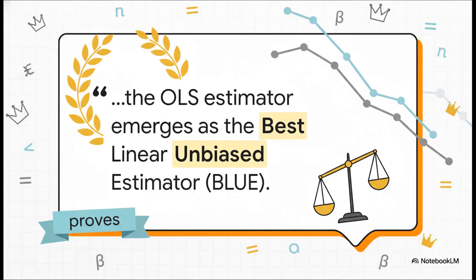So here's the bottom line. When those important background assumptions are met, a super famous result called the Gauss-Markov theorem proves that OLS is BLUE. That stands for the best, linear, unbiased estimator. It's not just good, it's the gold standard. You literally can't find another linear, unbiased estimator that's more precise.